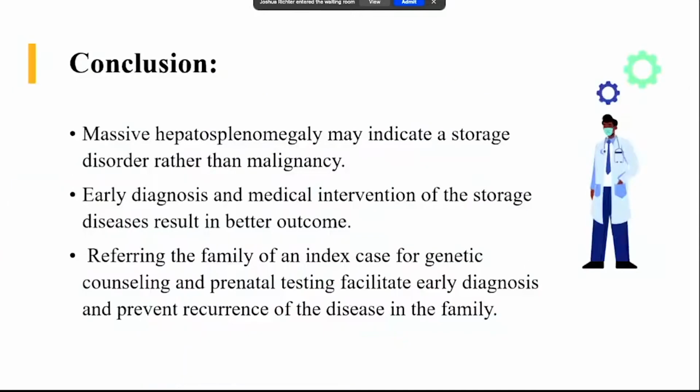So, in conclusion, massive hepatosplenomegaly may indicate a storage disorder rather than malignancy, even in the adult age group. Early diagnosis and medical intervention of the storage disease result in a better outcome, and referring the family of an index case for genetic counseling and prenatal testing facilitates early diagnosis to prevent recurrence of the disease in the family.